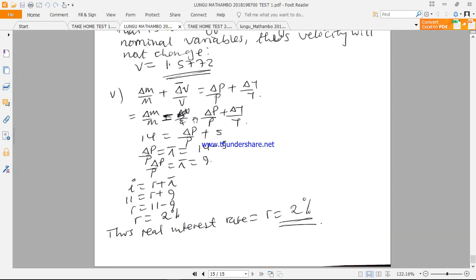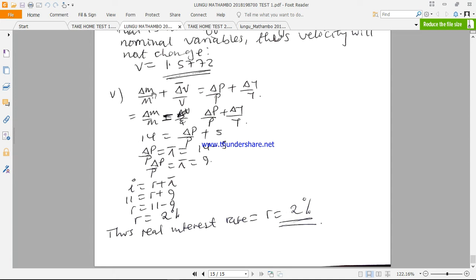So let's just replace in the values. The money supply growing at 14% is equal to the change in P over P plus 5. What we want is to get the percentage change in price as the subject of the formula, because this reflects inflation. If we make change in P over P the subject, which is just inflation, we are going to have 14 minus 5, which is 9. Which means if money supply is growing at 14% and output is growing at 5%, we must expect inflation to grow at 9%.